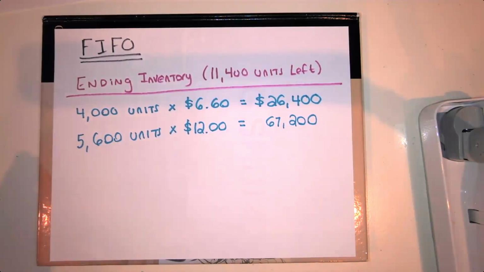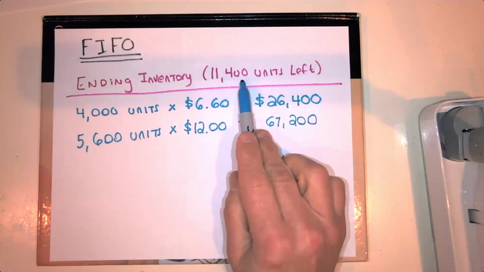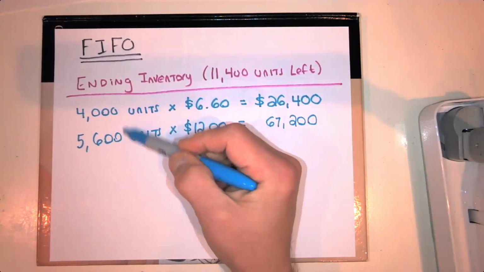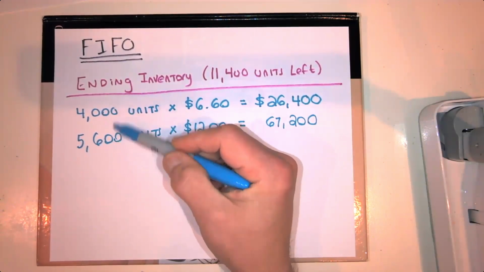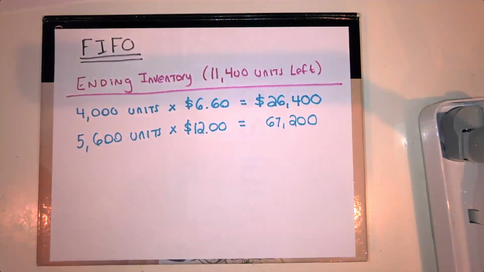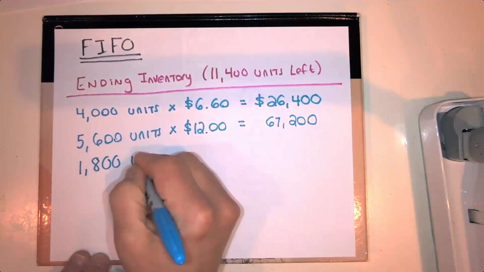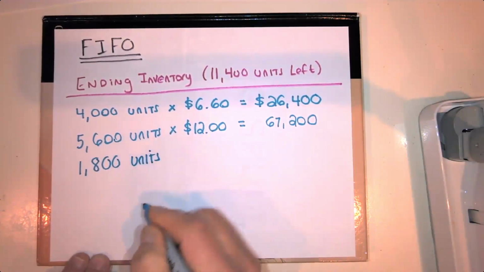And I say, I'm still not done yet. I need 11,400 units. What is that right there? I have got what, 9,600? I still need 1,800 more. So I go to the next newest purchase, going right up the problem, November 14th. And I will take 1,800 of those units.